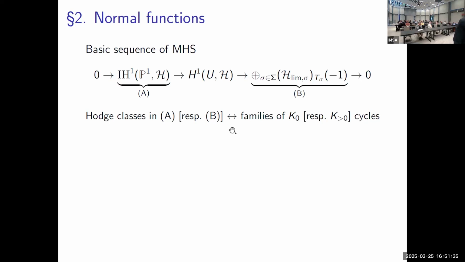Modern way to think about that is in terms of Bloch's higher Chow cycles, and then you can do torsion, do integrals.